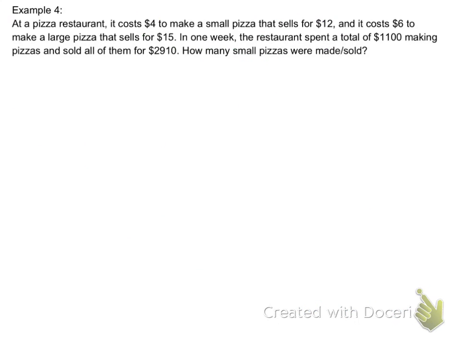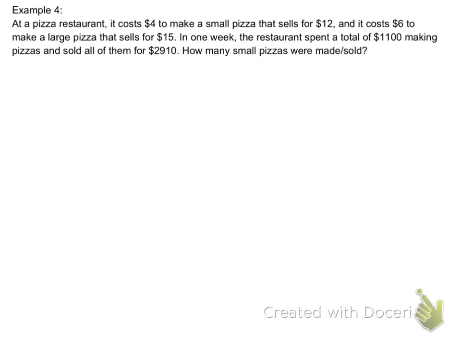And finally, the dreaded word problem. At a pizza restaurant, it costs $4 to make a small pizza that sells for $12, and it costs $6 to make a large pizza that sells for $15. In 1 week, a restaurant spent a total of $1,100 making pizzas and sold all of them for $2,910. How many small pizzas were made or sold?